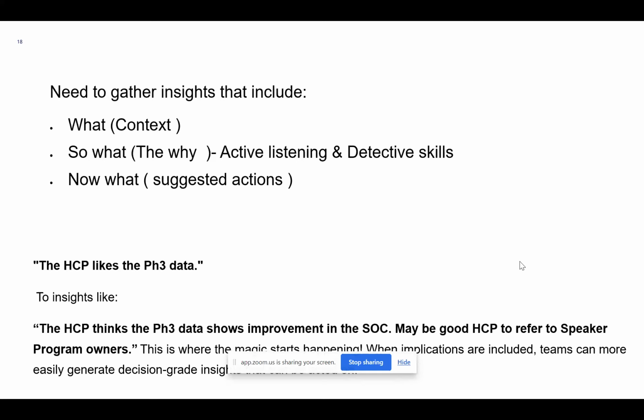Now you have got what you want. Now you need to think about now what. So what are the suggested actions? Accordingly you will ask more subsequent questions.